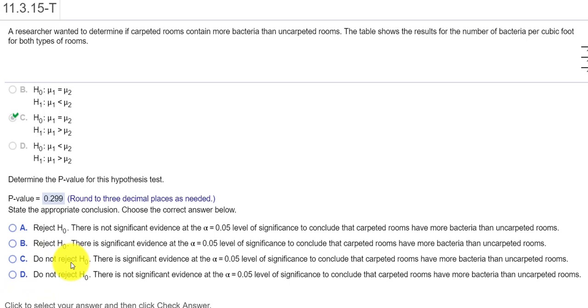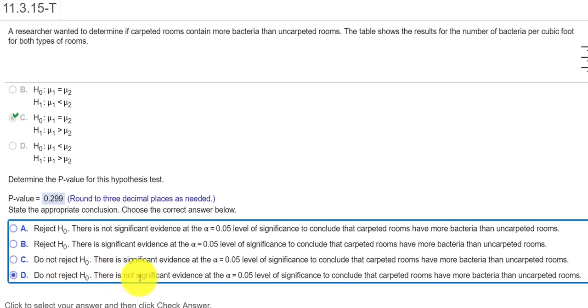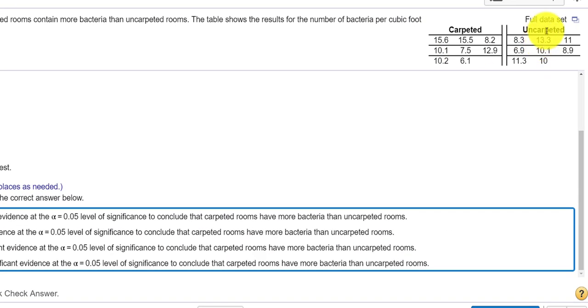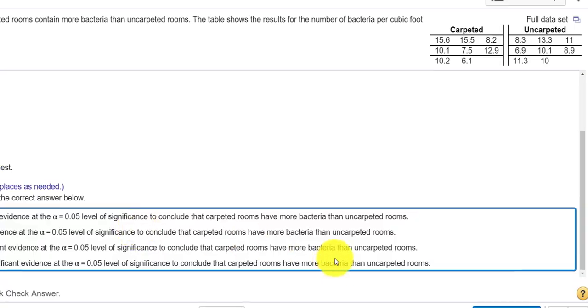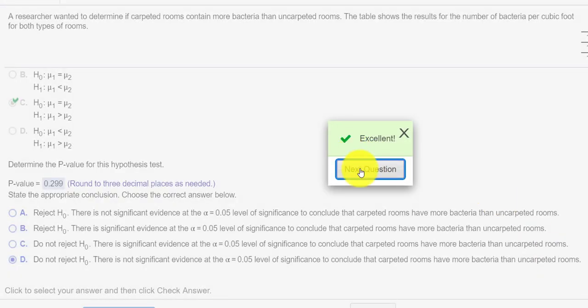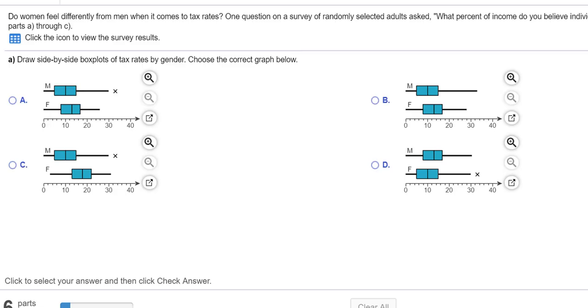So if we do not reject the null, that means we're saying carpeted and uncarpeted have the same amount of bacteria, right? So there's not enough evidence to conclude that carpeted rooms have more bacteria. But we're picking this because we do not reject the null hypothesis. And that means that we're saying U1 equals U2, or the amount of bacteria in carpeted is equal to the amount of bacteria in uncarpeted. And when I say amount, I really mean the mean amount. Check answer. Great job. Let's move on to question 14.